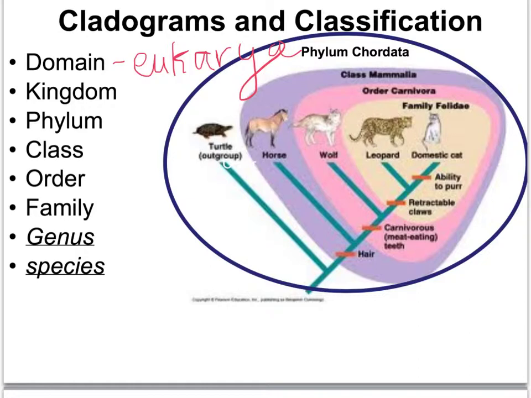Okay, then we have different classes of organisms in this picture. Okay, so this is a cladogram for the family Felidae. We can see that the family Felidae has the ability to purr. They have retractable claws. They have carnivorous teeth, and they have fur.